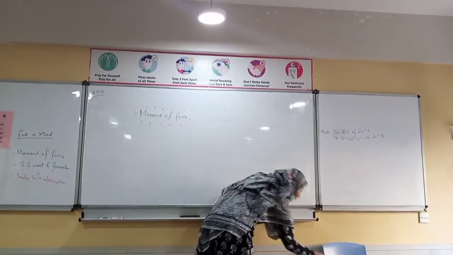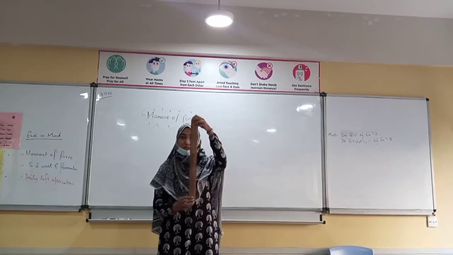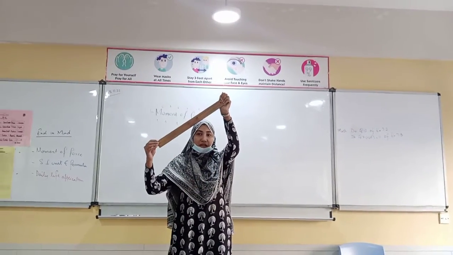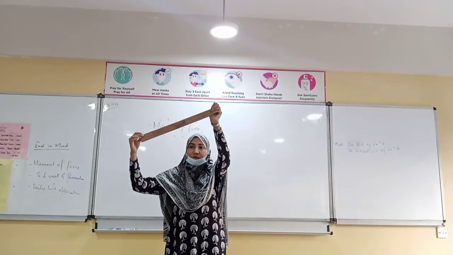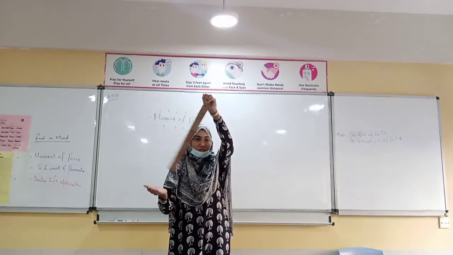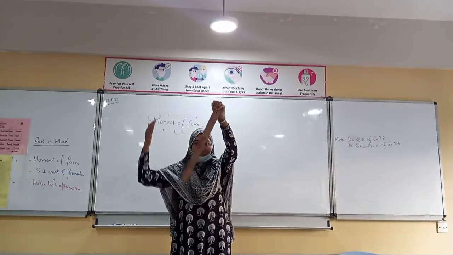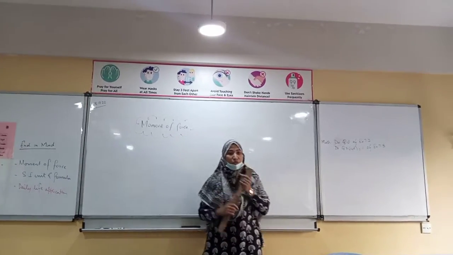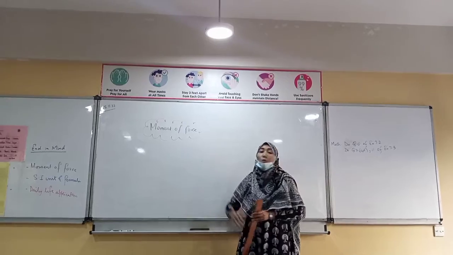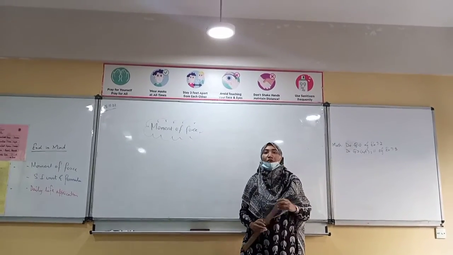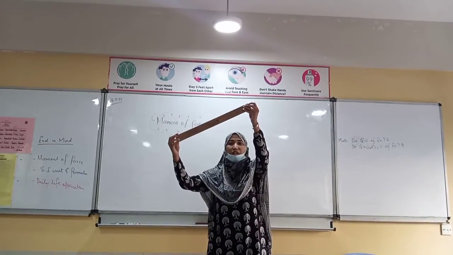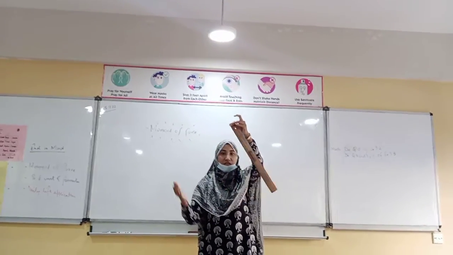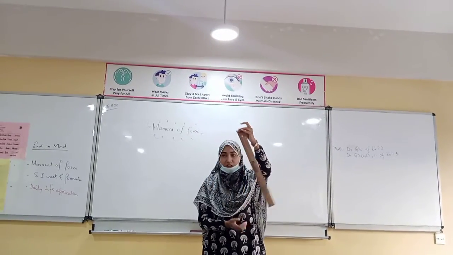Similarly, you are observing this object right here in my hand. It is a ruler. And at this free end, I am applying some amount of force. What is the effect you are observing here? Turning effect. Exactly. When we are talking about turning effect of a force, it is actually moment of force. Since I have applied some amount of force right here, you are observing that it is producing a turning effect.